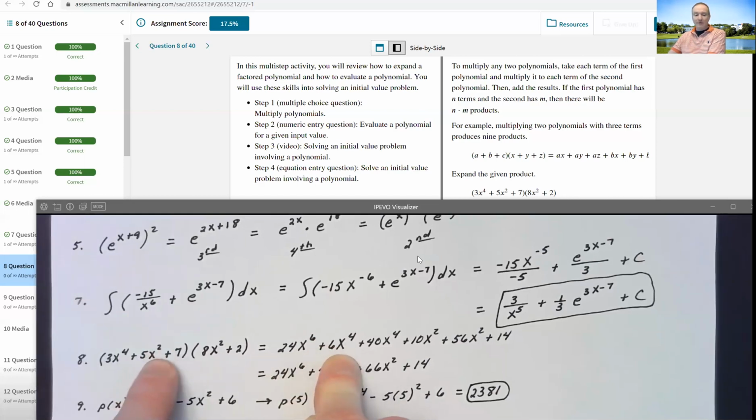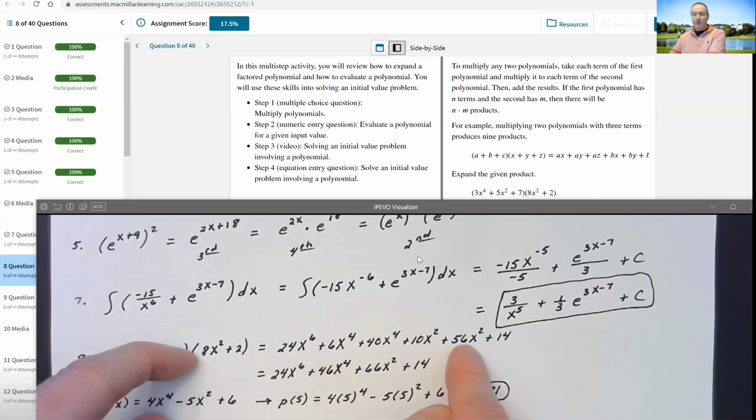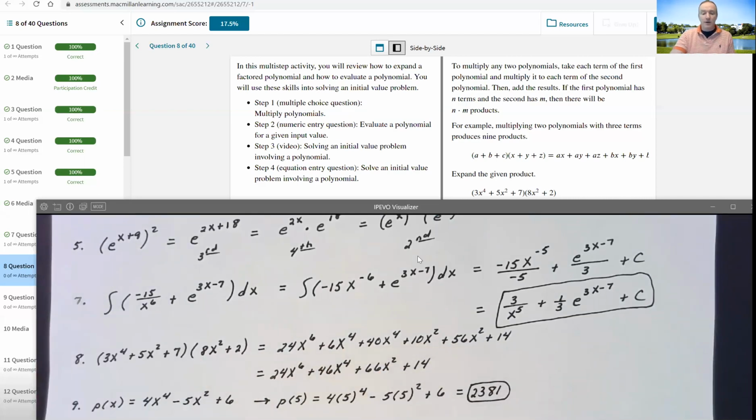You take the 5x squared, multiply them both, you get the 40x to the fourth, and then the 10x to the second. You multiply the 7 by both of those terms, you get 56x squared plus 14. Then I collected any common terms. You had 6 and 40 combined to be 46x to the fourth. 10 and 56 combined for the coefficients of x squared to give me 66x squared. For my final answer there of 24x to the sixth plus 46x to the fourth, plus 66x squared plus 14.